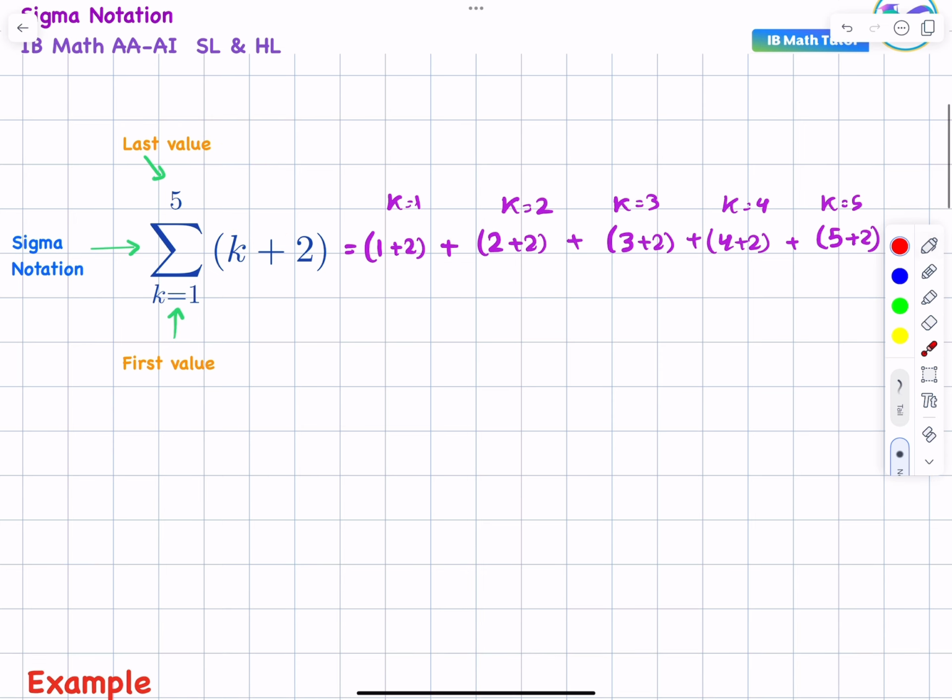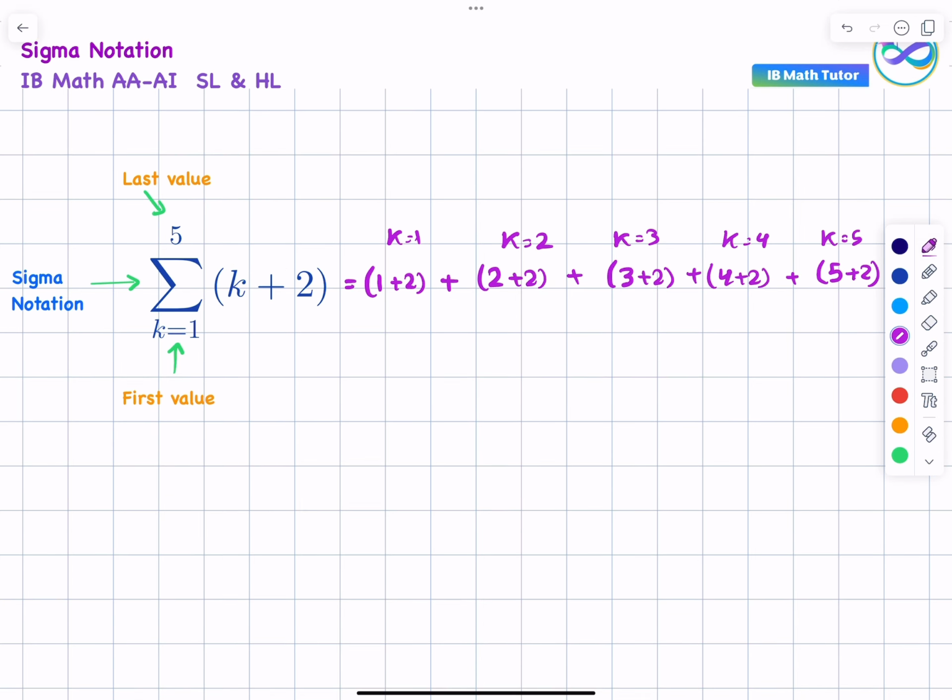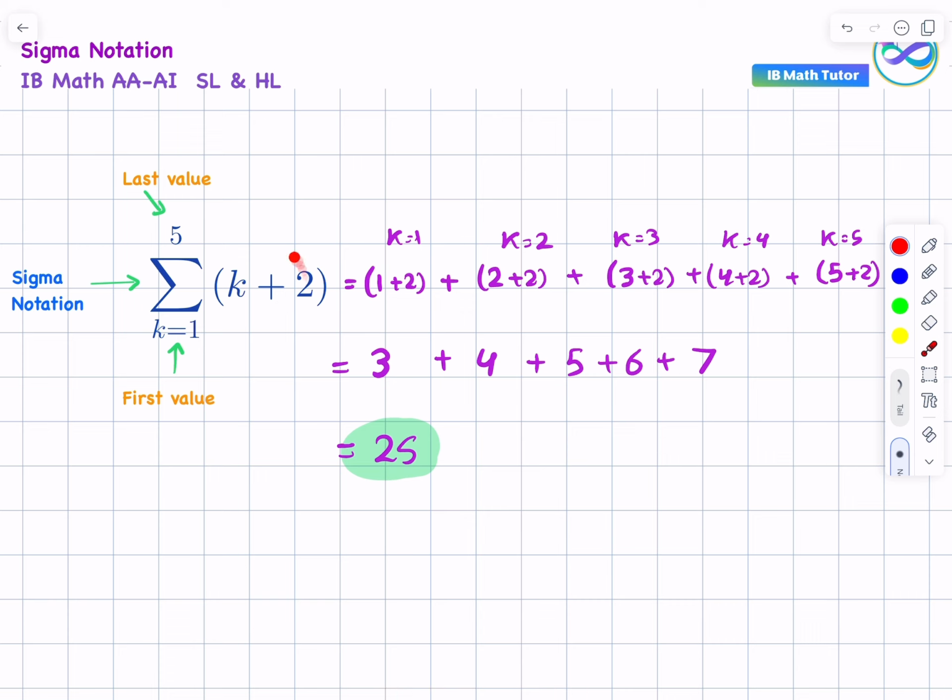Now to simplify these numbers, we would have 1 plus 2, which is equal to 3, then 2 plus 2, which is 4, then we have 5, up to 5 plus 2, which is 7. And if we add up all of these numbers, we will have 25. So as we see here, this sigma notation, or this summation, evaluates at 25. Or when we evaluate this sigma notation, the sum or the answer would be 25.